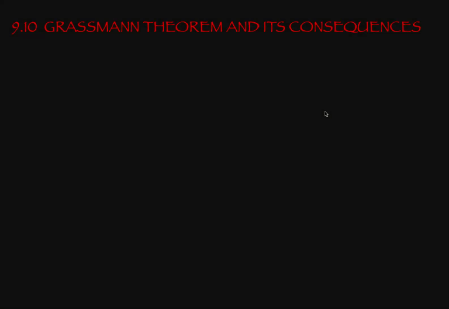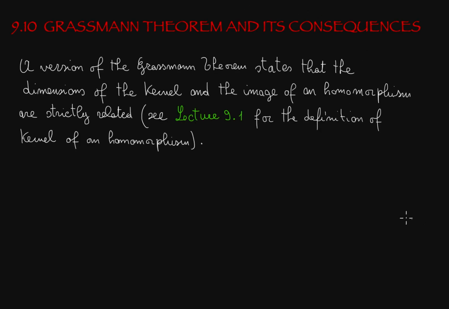An extremely helpful theorem is going to be the argument of this lecture. This theorem is called Grassmann Theorem. A version of the Grassmann Theorem states that the dimensions of the kernel and image of a homomorphism are strictly related. See lecture 9.1 for the definition of kernel of a homomorphism. It is basically the pre-image of the zero vector of the codomain. That's the definition of a kernel of a homomorphism.